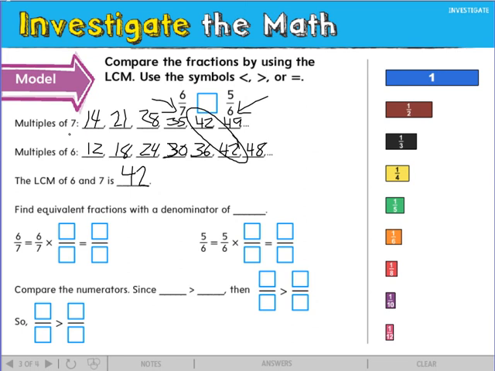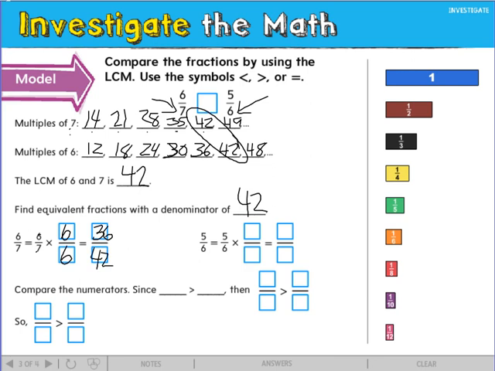Now we need to figure out what times 7 is 42. Well, 1, 2, 3, 4, 5, 6. So 7 times 6 is 42. Okay? So we're going to write an equivalent fraction on all these with the denominator of 42. So that means that if 7 times 6 is 42, 6 times 6 is going to be the other number. So 6 times 6 is 36. 7 times 6 is 42.